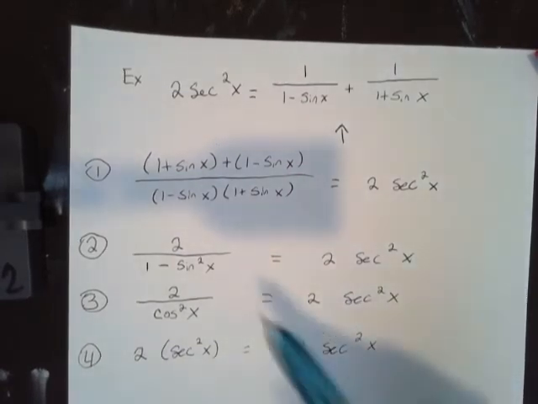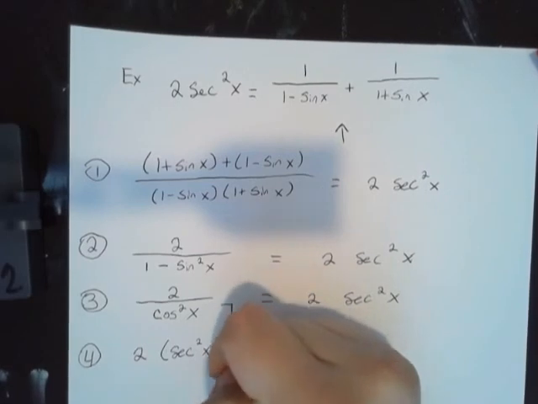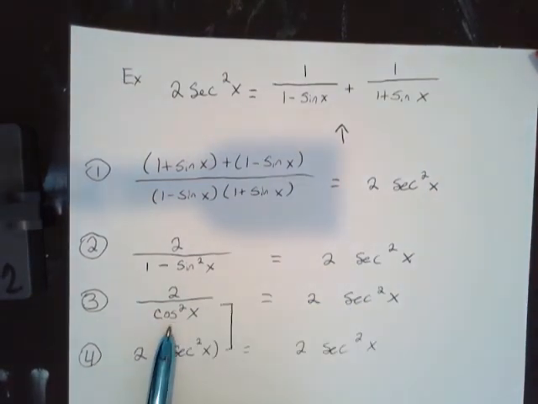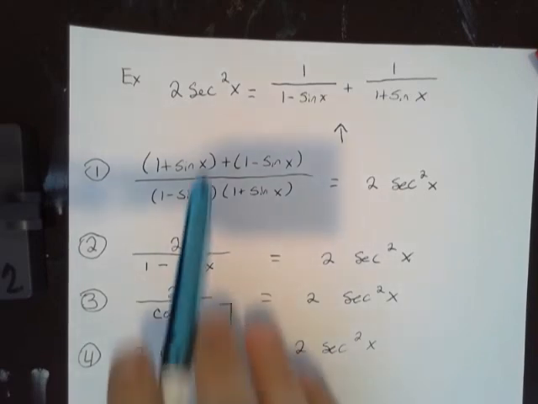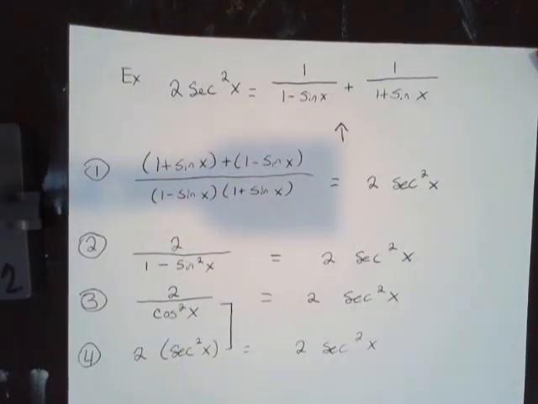Usually here, let me just write a little note. Going from here to here, usually I would like to see you guys do it where you write cosine of x squared and then substitute secant in and then show how that works. But just for this example, I'm doing this kind of the fast way so that I can just show it to you. Okay, so in this case we get 2 times secant squared of x is equal to 2 times secant squared of x. So this is a valid identity.